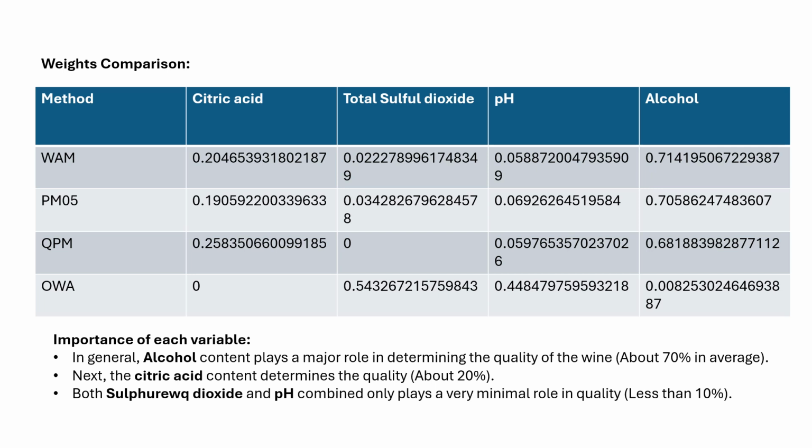On the weighted comparison, we can see these are the various critical values, the importance of each variable. In general, alcohol content has played a major role in determining the quality of the wine, about 70% on average. Next in line is the citric acid content, determining the quality by about 20%. Whereas the sulfur content and pH both together play a minimal role of just less than about 10%.